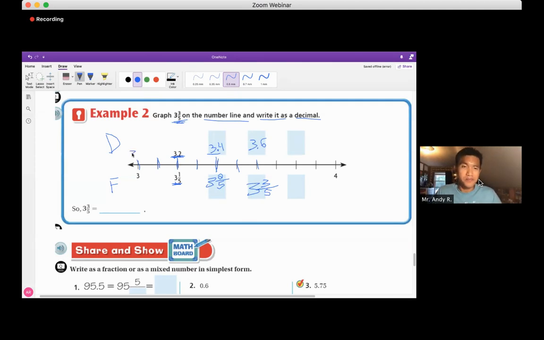Oh, and here's a little trick. Over here you can also just write the beginning 3 as a decimal. It is 3.0. So 3.0, 3.2, 3.4, and 3.6. So here it is: 3 3/5 is 3.6.